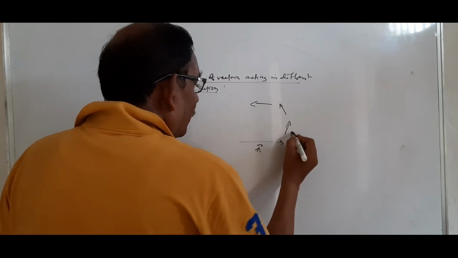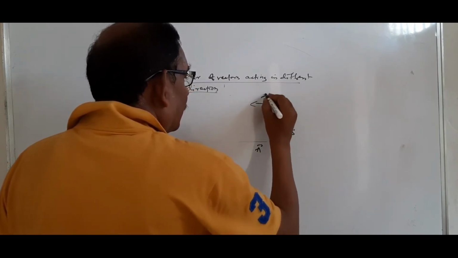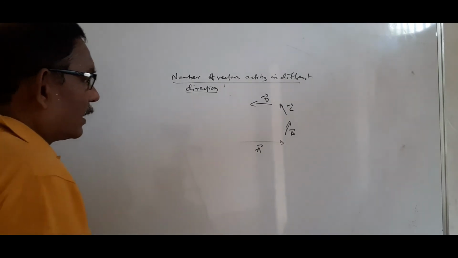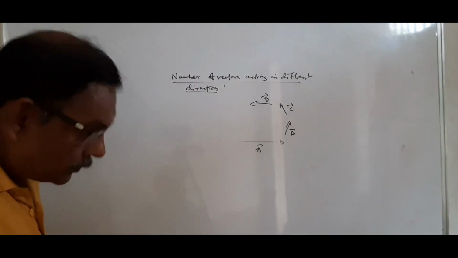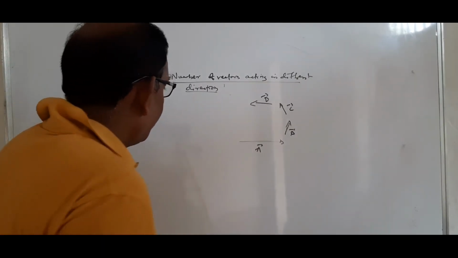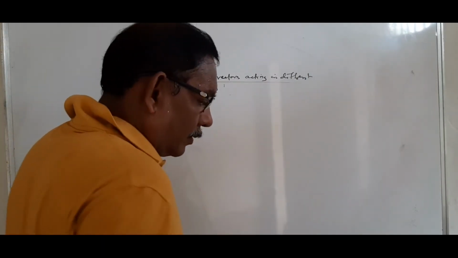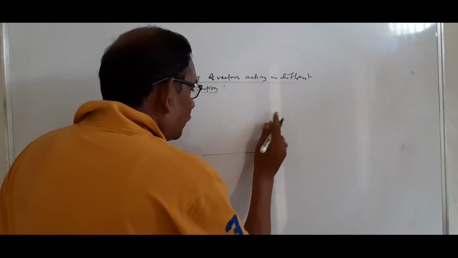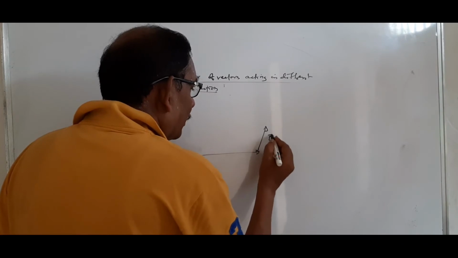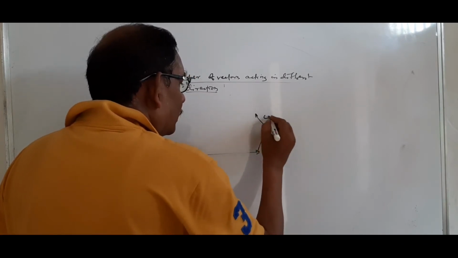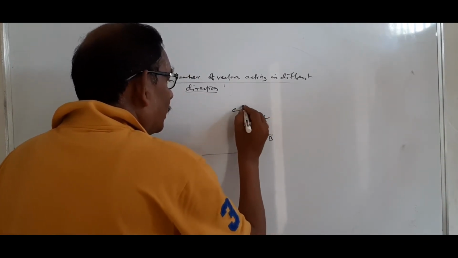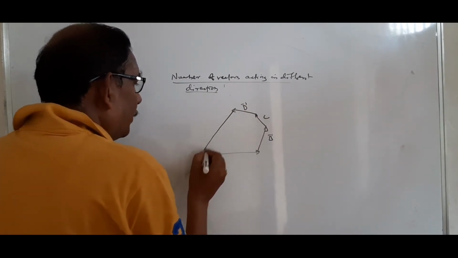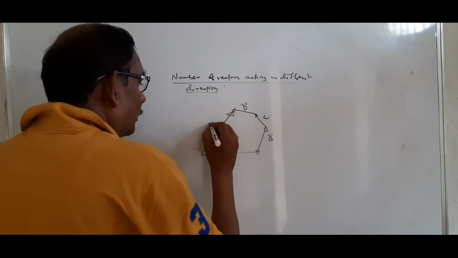Vector A, vector B, vector C, vector D. And how to add these vectors to get the resultant? Look here. You take this one. This is your B. This is your C. This is your D. And the closing side gives you the resultant R.